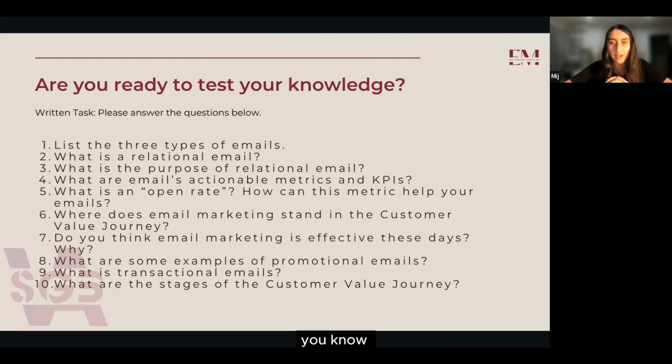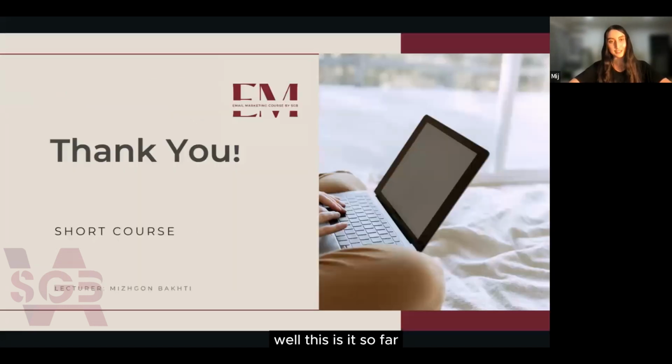Just to let you know, regarding question number 5, what is an open rate and how can this metric help your emails? I did not explain how this metric can help your emails. I just explained what an open rate is, but I want you to think about it, to use your strategic mindset, your analytical mindset from what you've learned so far about email marketing. I want you to tell me, how do you think this metric helps the email?